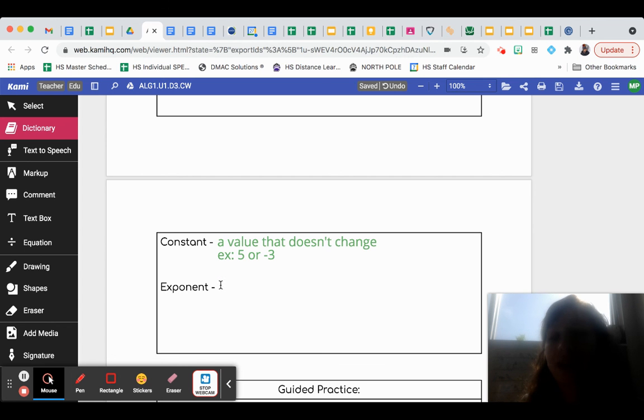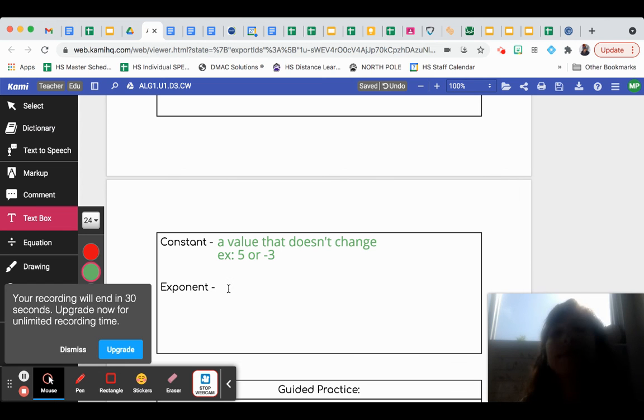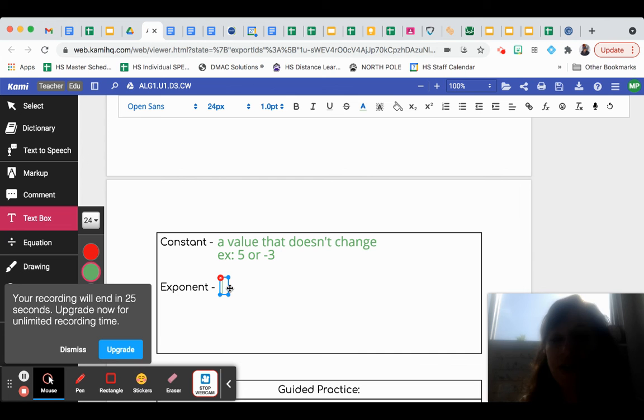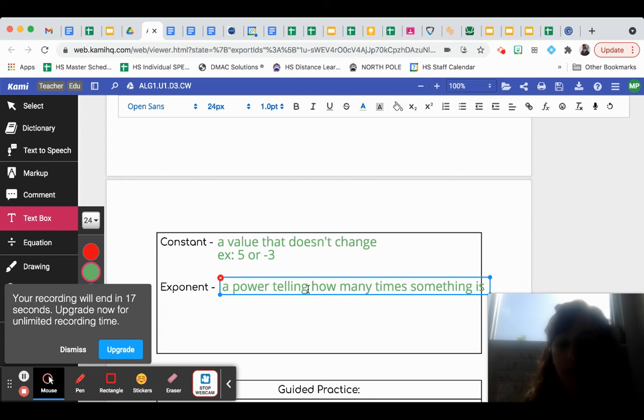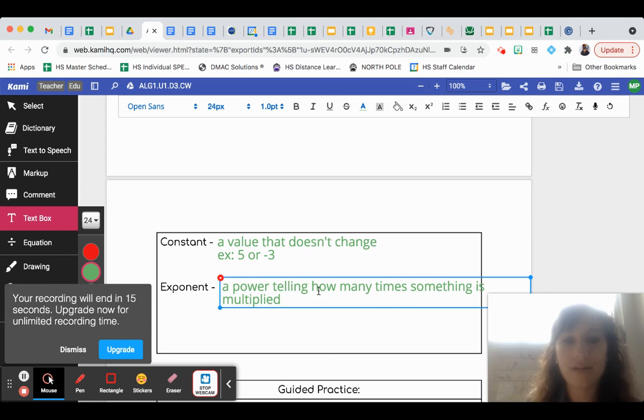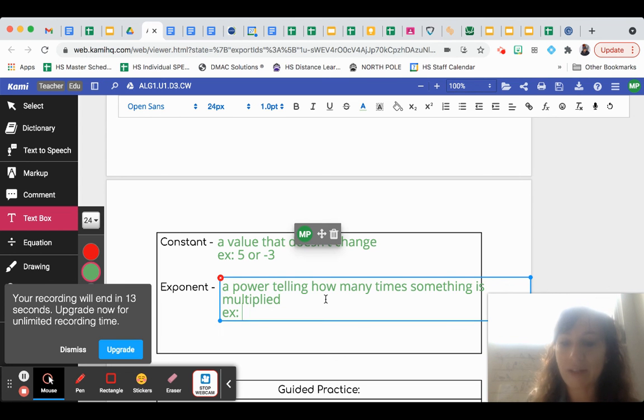And last but not least, an exponent. Come on, let me type here. Oops, I was in the dictionary tool. If you ever notice that it won't let you type in your Cami, it's because you're not in the right tool. So an exponent, a power telling how many times something is multiplied. For example, x, I'm using shift 6, to the power of 2, which means x times x.